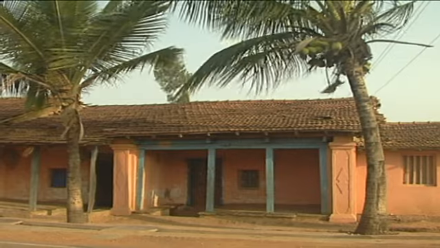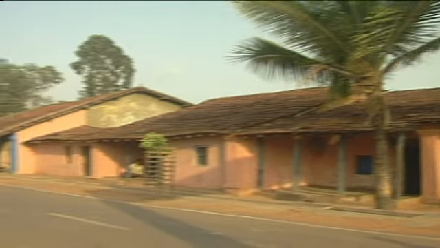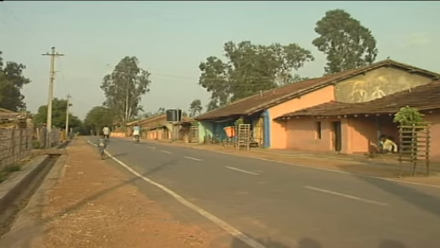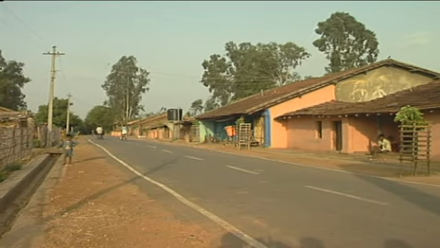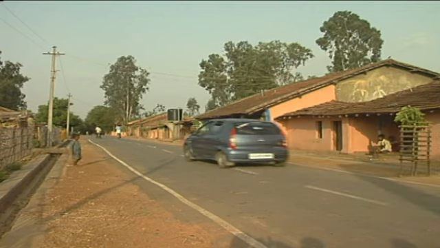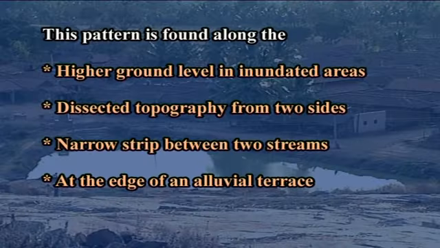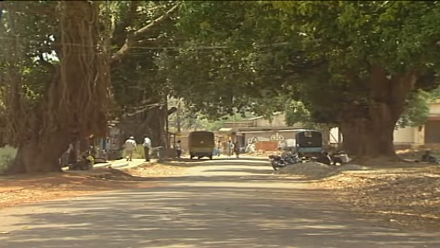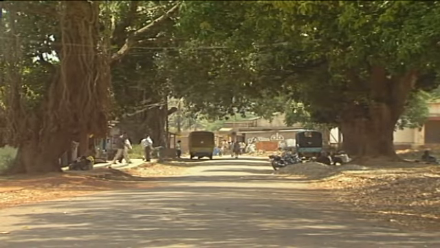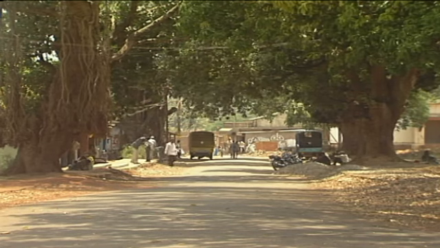Another important pattern is that of the elongated village, where one axis of the village is markedly longer than the other. This pattern is found along the higher ground level in inundated areas, dissected topography from two sides, narrow strips between two streams and at the edge of an alluvial terrace. Sometimes this pattern may be observed along a road or a waterfront.